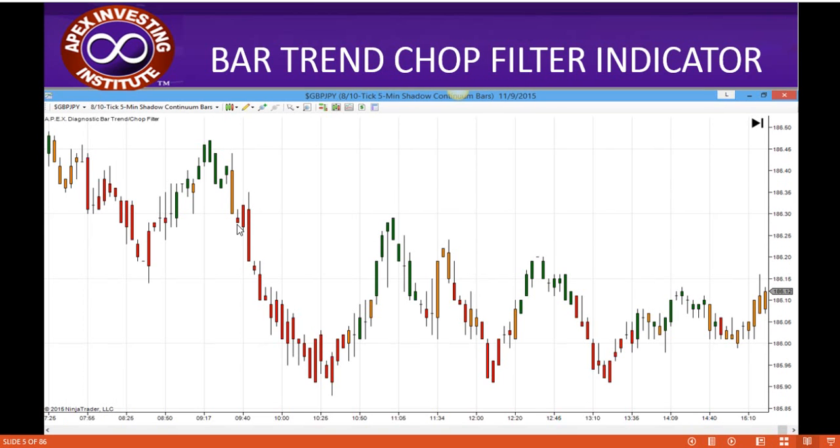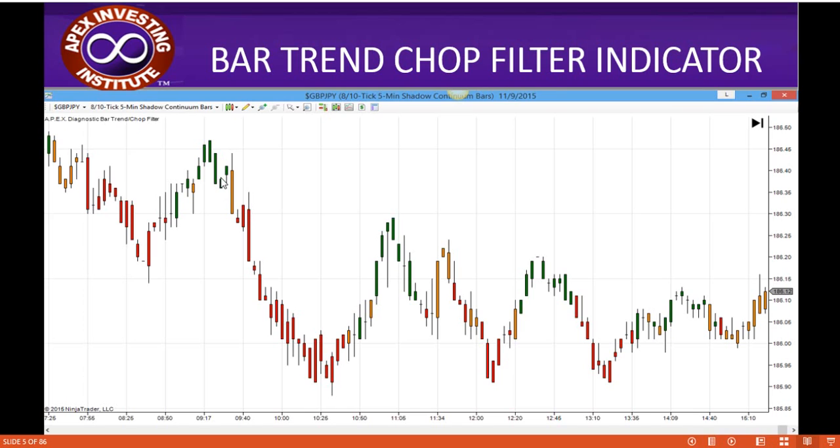Okay, now one of the other indicators that we use here, an Apex indicator, is called the bar trend chop filter. Okay, this is the same continuum bars we were looking at a minute ago, but this paints the bars the color of the trend, as opposed to the color of the bar close. Well, what does that mean? Well, look right here, for example, we've got green bars, and we're all familiar with green bars being up close bars, but this is a down close bar. It's still green. Okay, how could a down close bar be green?